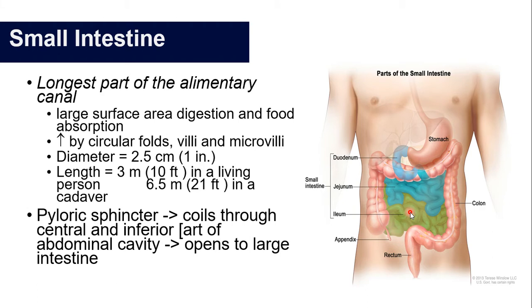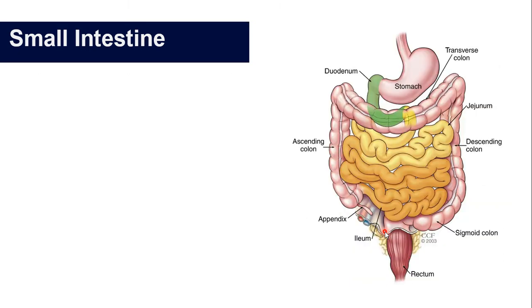That's why it's longer than in a person who is alive or living. As you can see, the small intestine begins at the pyloric sphincter of the stomach right here and coils through the central and inferior part of the abdominal cavity, central and then inferior, and eventually opens into the large intestine right here. Okay, now let's look at the picture again of the small intestine. Again, after the stomach, it goes through the duodenum, the jejunum here, and then the ileum here.